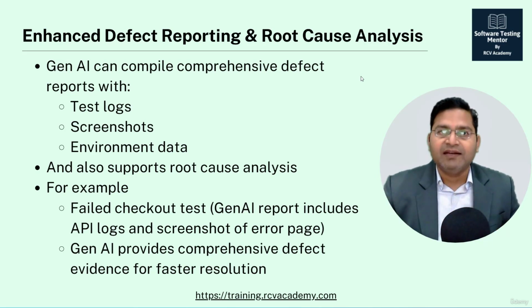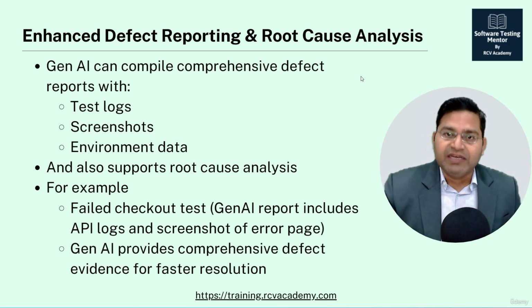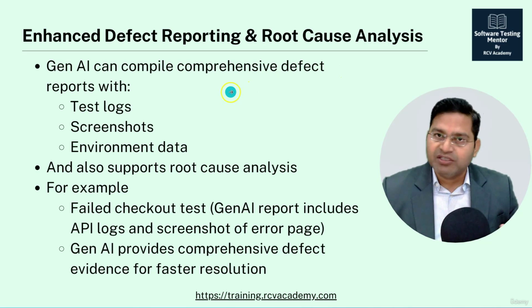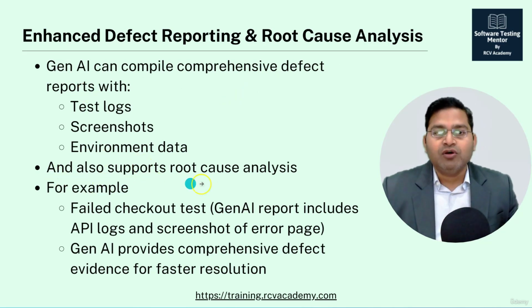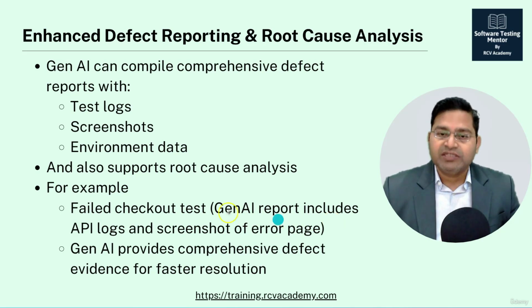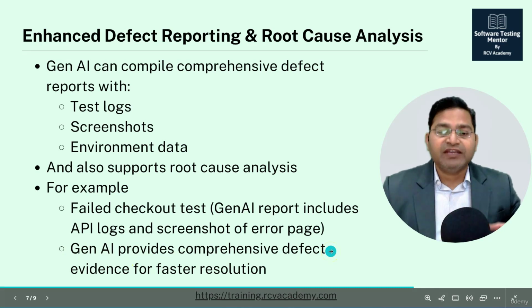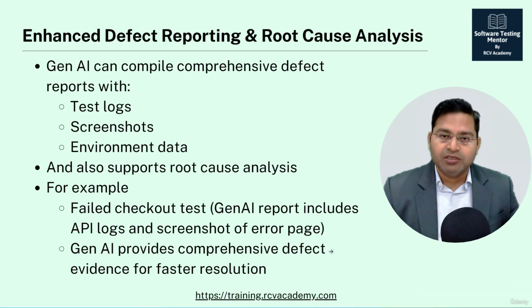But if you feed in all of the test log, screenshot, environment data, failure data to generative AI, it can generate the dashboard with enhanced defect reporting, also mentioning the root cause analysis of the failure. So it can compile comprehensive defect report with all of that data. It also supports root cause analysis. For example, if you have failed checkout test, Gen AI reports include API logs and screenshot for the error page. Gen AI provides comprehensive defect evidence for faster resolution.